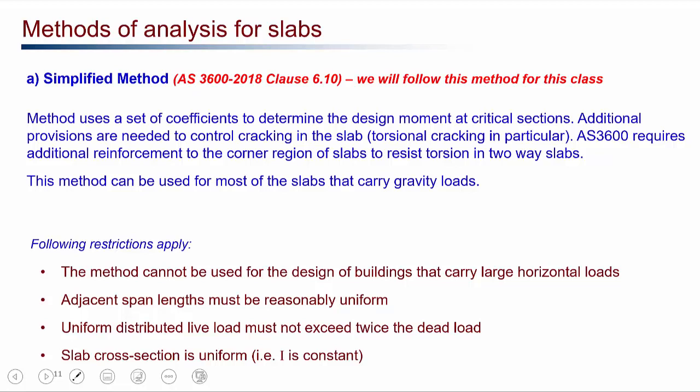AS3600 gives the following restrictions on the application of this simplified method. This method cannot be applied for the design of buildings that carry significant horizontal forces. For the application of this method, the adjacent spans should be reasonably equal, the uniformly distributed live load acting on the slab must not exceed twice the dead load acting on the slab, and the slab cross section should be uniform. That means the I shouldn't change.